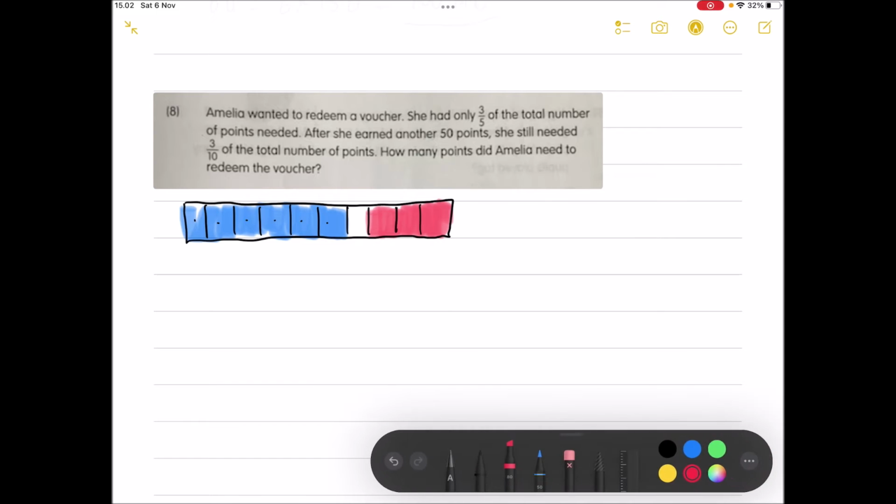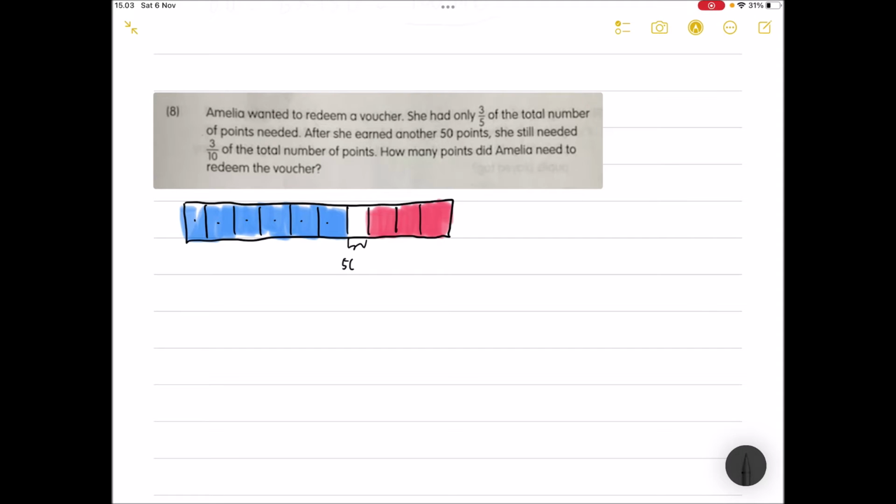So, can we guess which one is the 50 points? The 50 points is here. So lucky for us, we know 1 unit equals 50 points. So if I want to know how many points Amelia needed to redeem the voucher, she needs 3 units. So 3 multiplied by 50, the answer is 150 points. That's how much she needs to redeem the voucher.